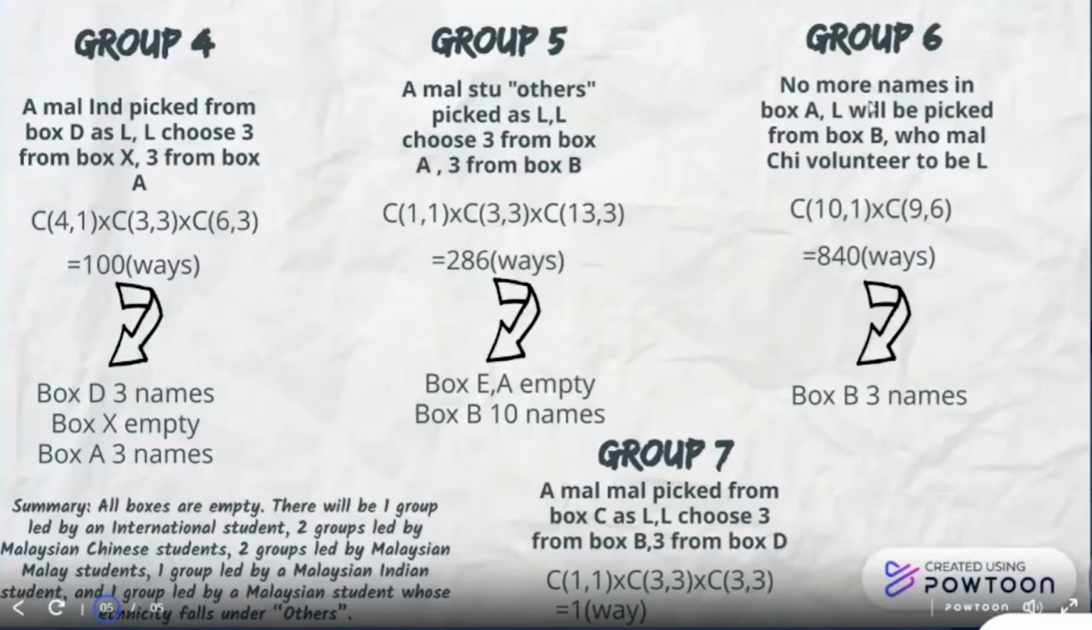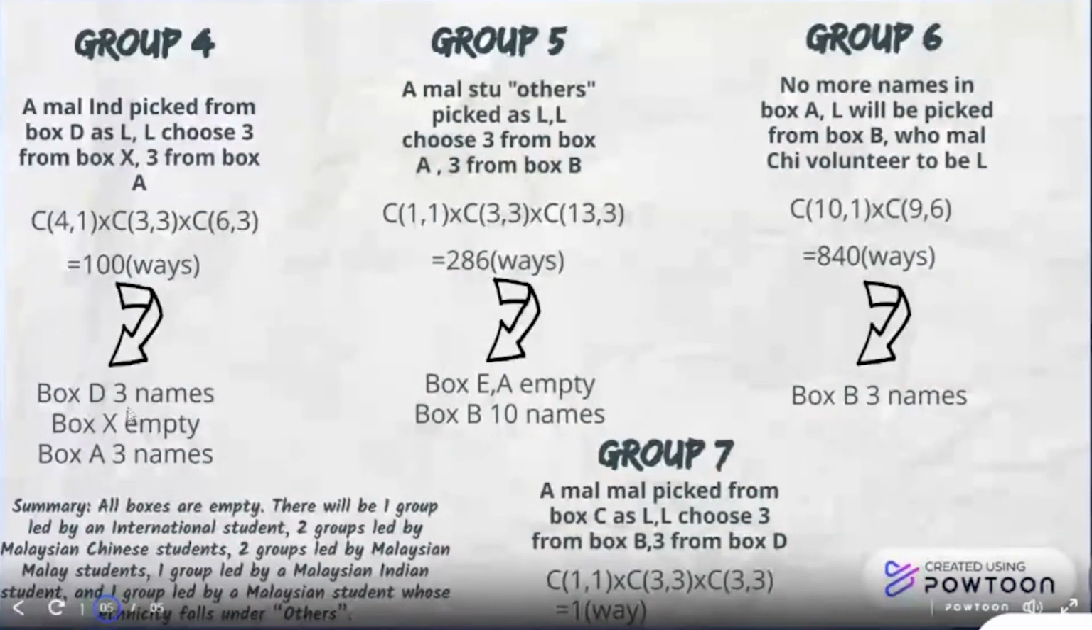And group 6, because there are no more names in box A, the leader will be picked from box B, who is a Malaysian Chinese who volunteered to be a leader. So we get 10C1 times 9C6, which you get 840 ways. So we are also left with this statement here.